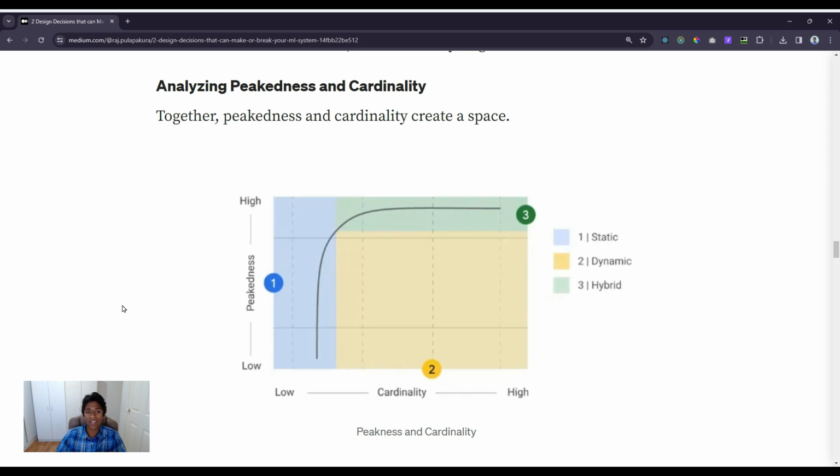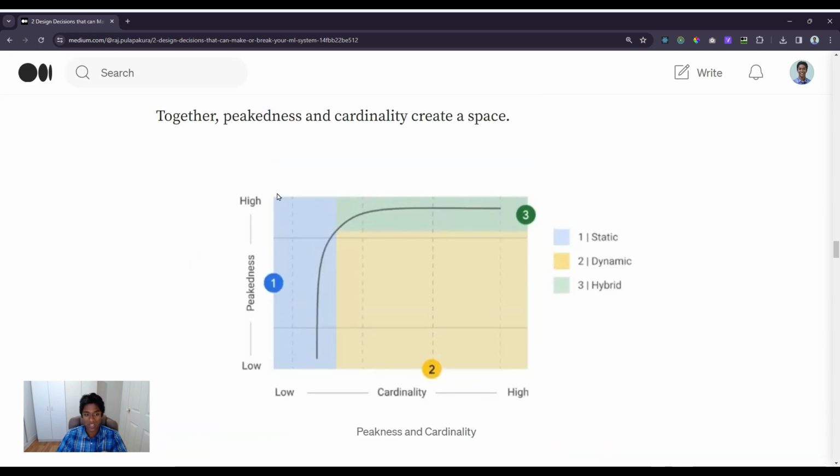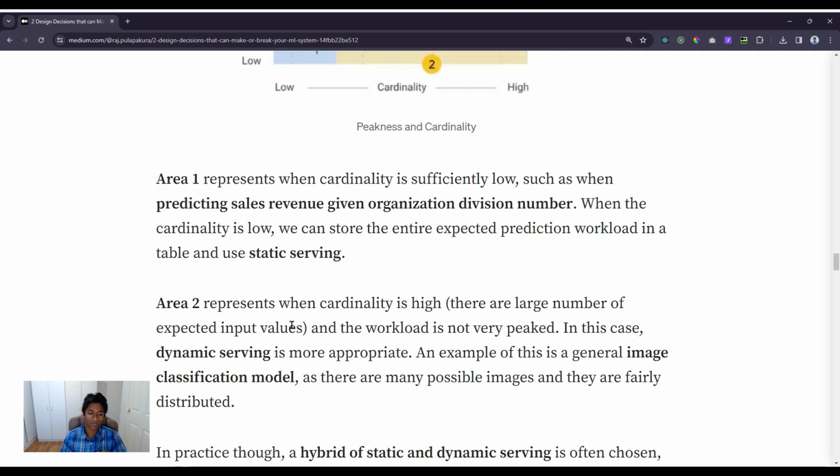So together, peakness and cardinality create a space. And analyzing the space, we can inform our decision on whether to use static or dynamic serving. Area 1 represents when cardinality is sufficiently low, such as when predicting sales revenue given organization division number. So that's this blue region right here. When the cardinality is low, we can store the entire expected prediction workload in a table and use static serving.